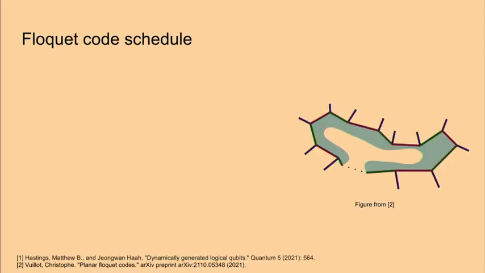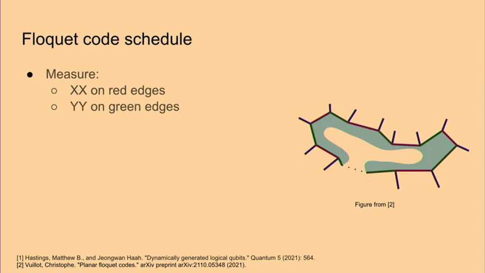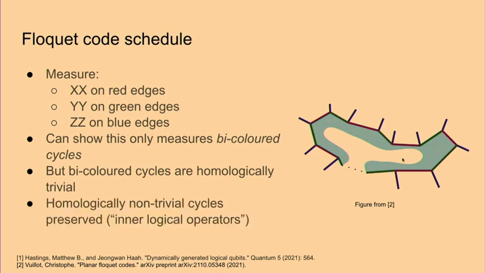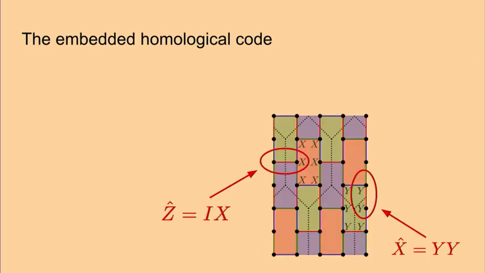But the result of Hastings and Haah was that for some specific schedules, so for example, if you measure XX on the red edges, YY on the green, and then ZZ on the blue, and then repeat, it can be shown that this only measures these bicolored cycles, which are by definition homologically trivial. And so the homologically non-trivial cycles are preserved. And so we do have some logical degrees of freedom which are protected.